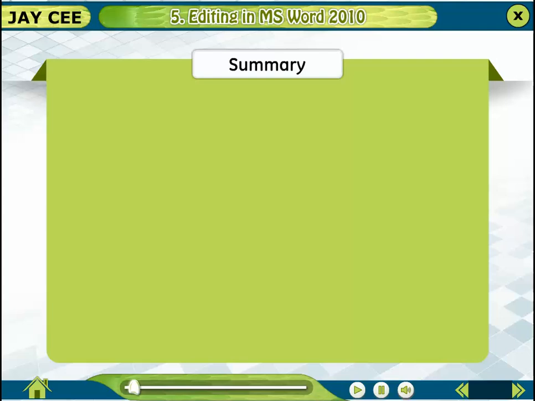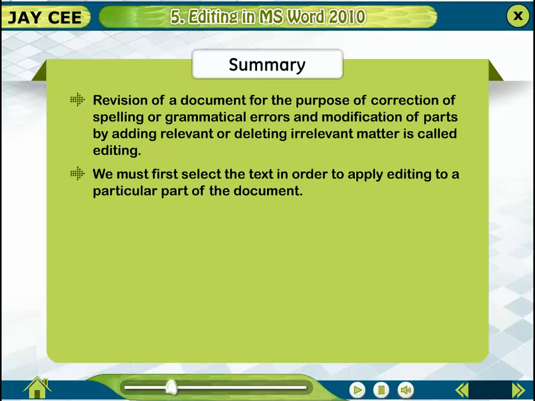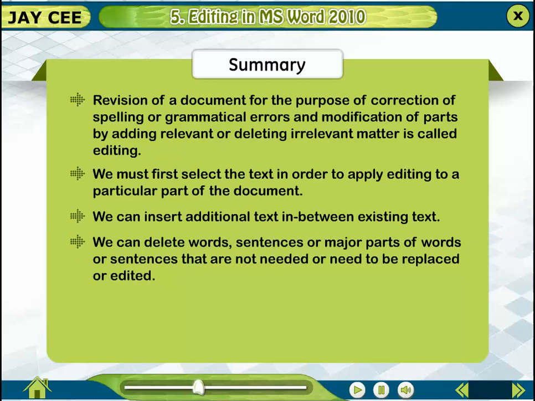Summary. Revision of a document for the purpose of correction of spelling or grammatical errors and modification of parts by adding relevant or deleting irrelevant matter is called editing. We must first select the text in order to apply editing to a particular part of the document. We can insert additional text in between existing text. We can delete words, sentences, or major parts of words or sentences that are not needed or need to be replaced or edited.